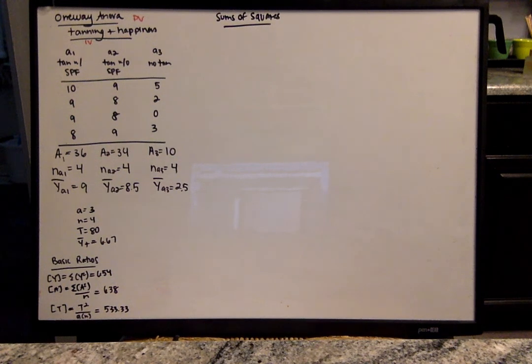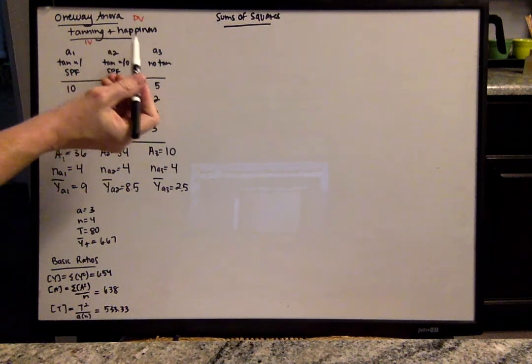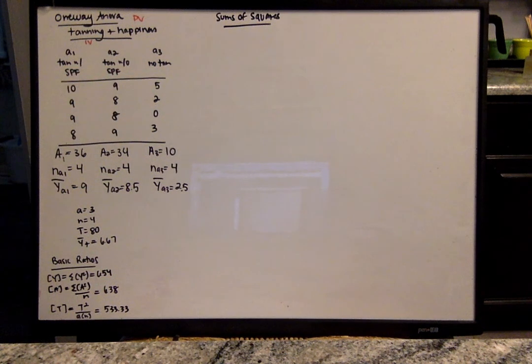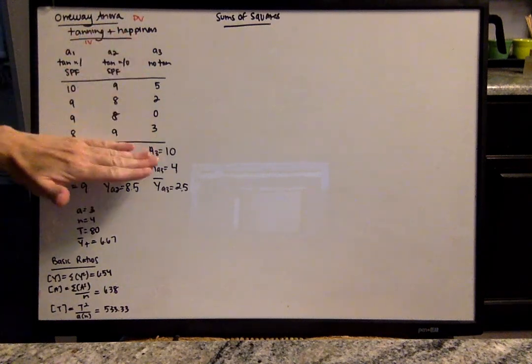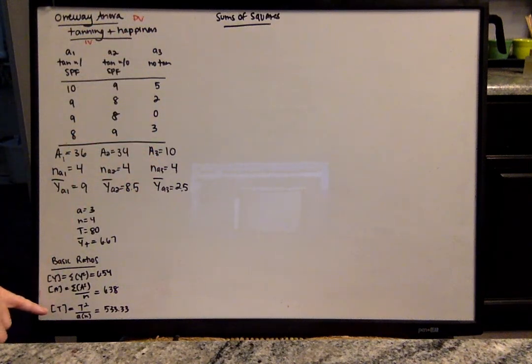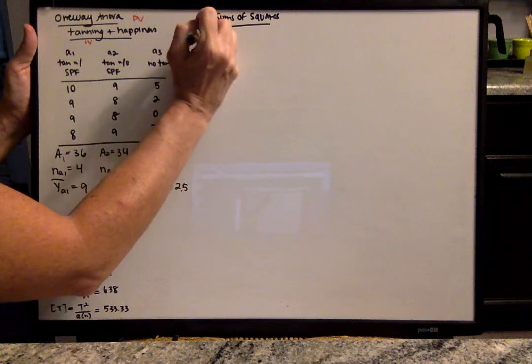This is part 2 of the walkthrough of the Oneway ANOVA, looking at the relationship between tanning and happiness. In the last video, we summarized the data. We've got 3 groups here: a group that gets a tan with sunscreen, a group that gets a tan without sunscreen, and a group that gets no tan. Here's the data that's summarized, and in the last video, we calculated the 3 basic ratios. So now we are ready to calculate the sums of squares.